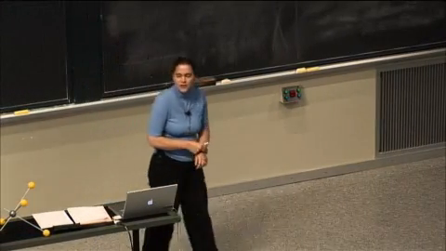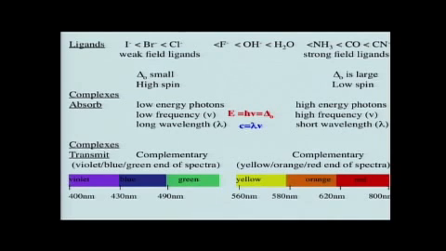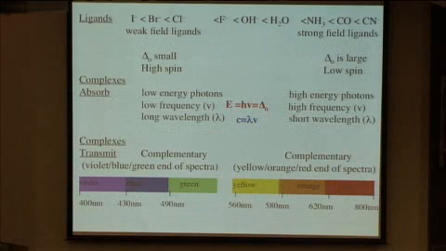All right, so getting back now to just kind of review what we've talked about in terms of colors. So we have our weak field ligands. Again, you need to memorize what they are. You have your intermediate field ligands, which you need to memorize, and also your strong field ligands. So with these weak field ligands, you're going to have a small splitting energy, and that means that in terms of how the complex absorbs, low energy, low frequency, long wavelength, and that the color transmitted will be complementary.